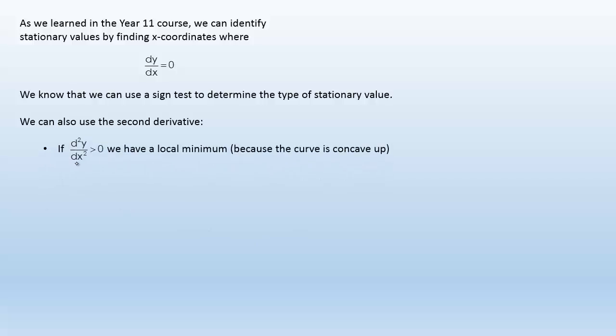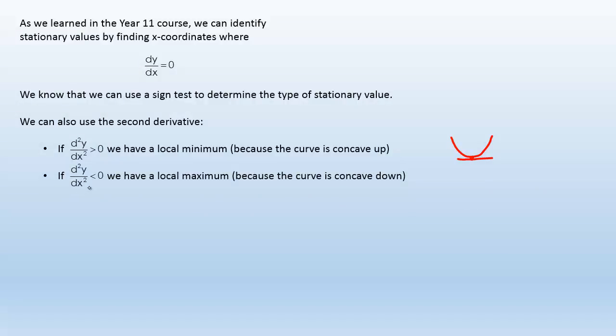If d²y/dx² is greater than 0, we have a local minimum because we know that the curve is concave up for these points. So we're going to have a shape like this if it's concave up, and therefore if we have a stationary value, it's got to be a minimum. If d²y/dx² is less than 0, we have a local maximum for the opposite reason: we know that the curve is concave down.